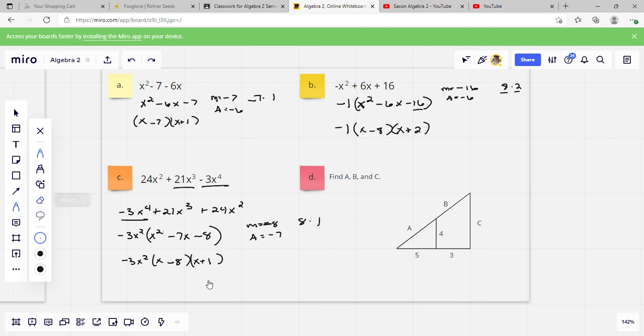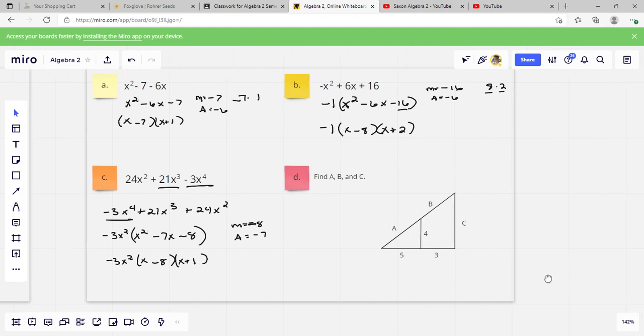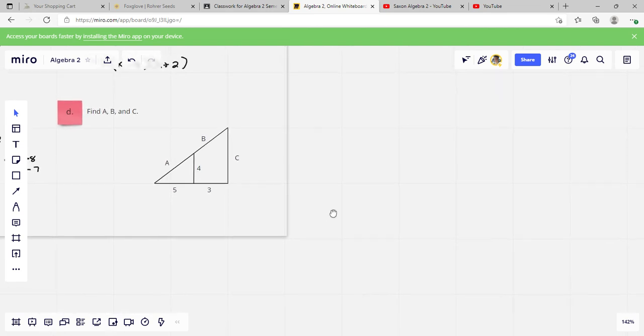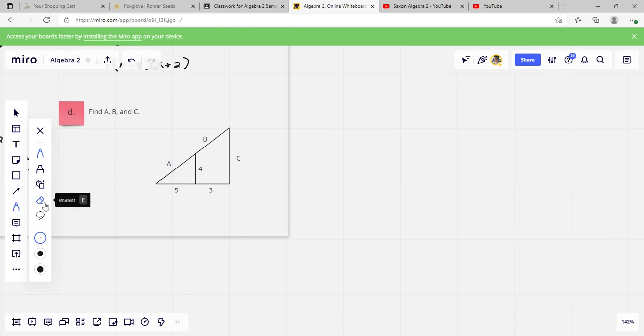All right, I'm going to scooch this board over a little bit to give us some more room, because these require some room. All right, so we're going to do that. Now we have more room to write. All right, find A, B, and C.